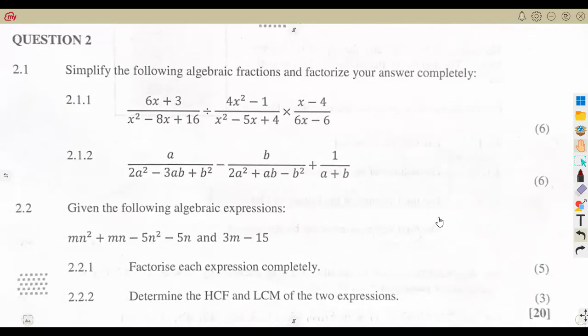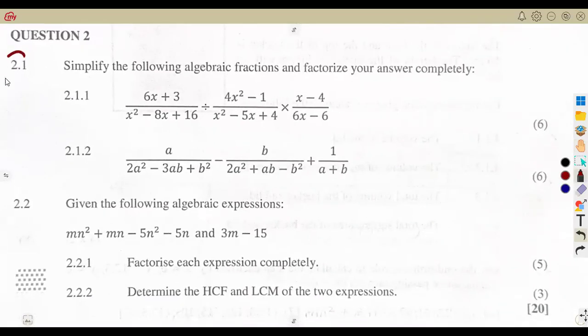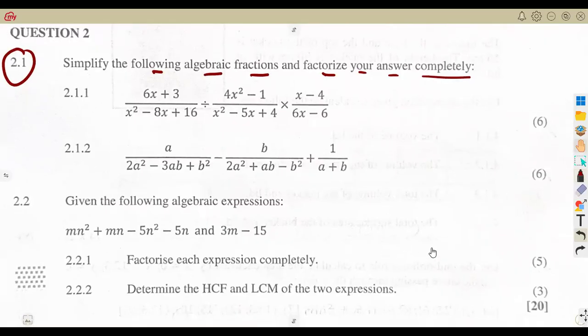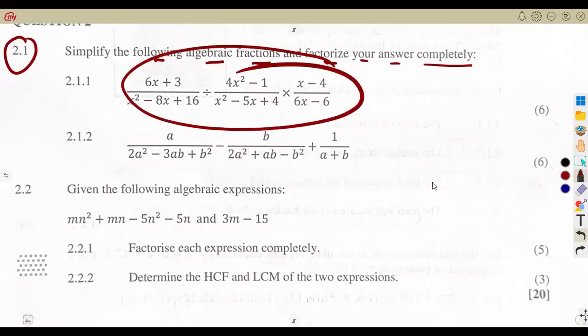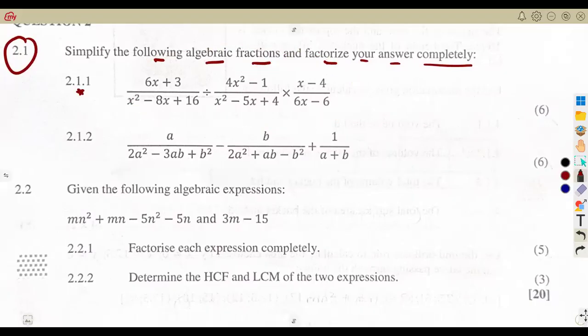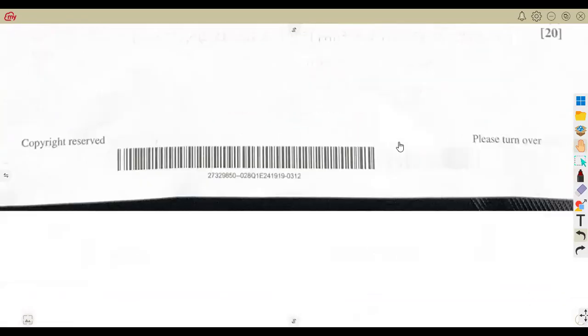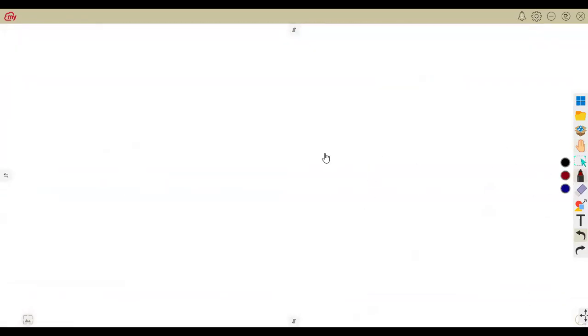Then moving on to question 2, we are being asked to simplify on 2.1 the following algebraic fractions and factorize your answer completely. Meaning to say, your answers are supposed to be in simplest form. All right, so that was our first fraction, actually, the fractions that we have there on 2.11. Let me just have it aside here, guys. All right, so that's 2.11.